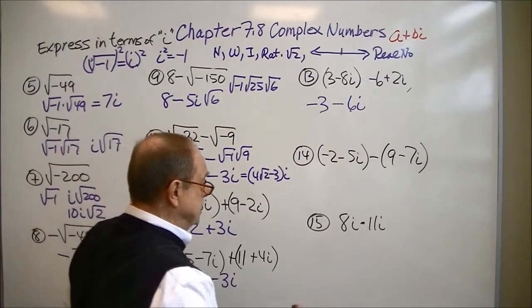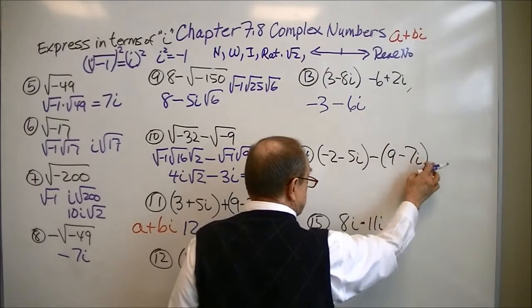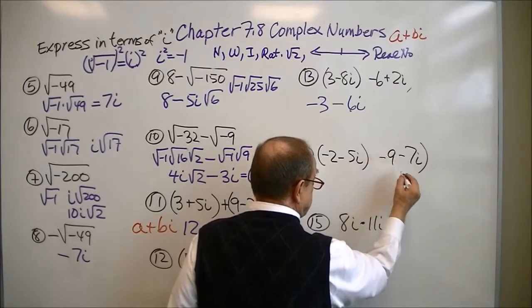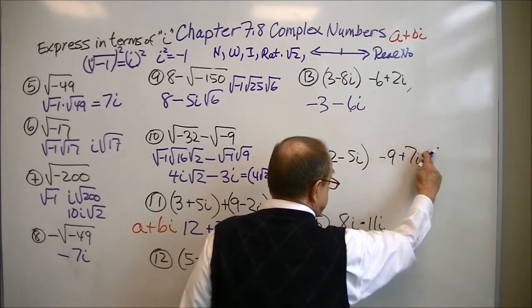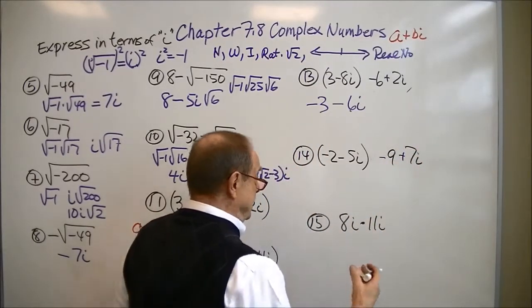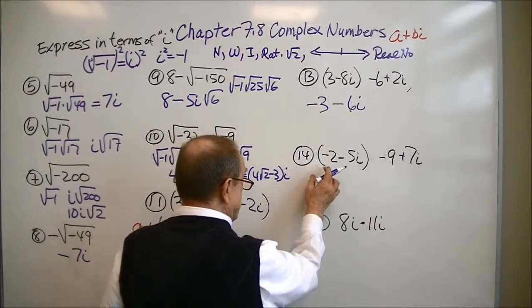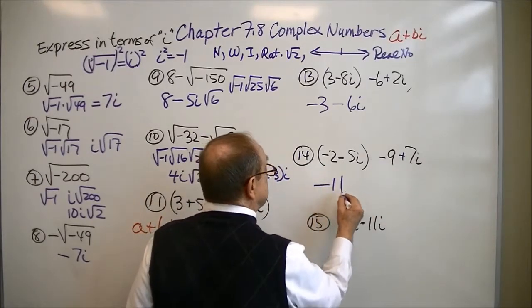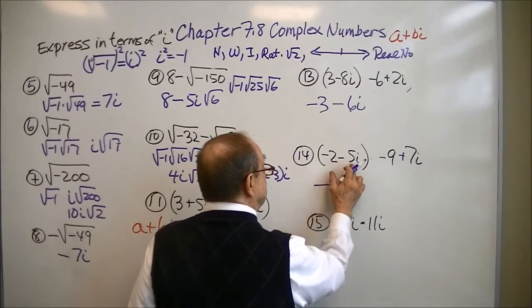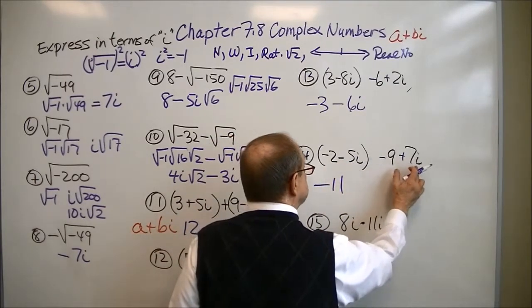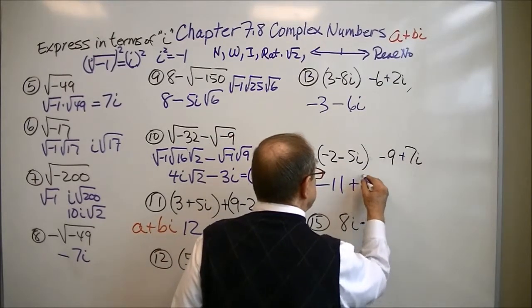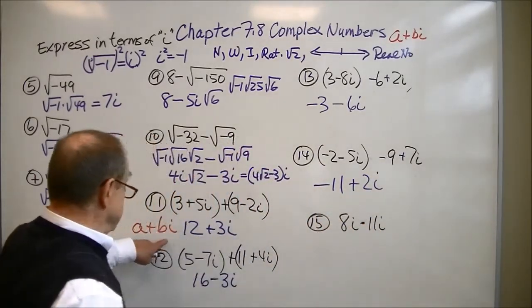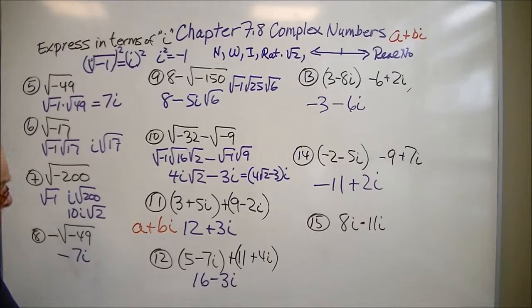Same thing here. Take away the parenthesis and just change the signs. So this is going to be negative, this will be positive, and now we just add like terms. A negative 2 and a negative 9 is a negative 11. A negative 5i and a positive 7i is a positive 2i. And notice these are all in standard form.